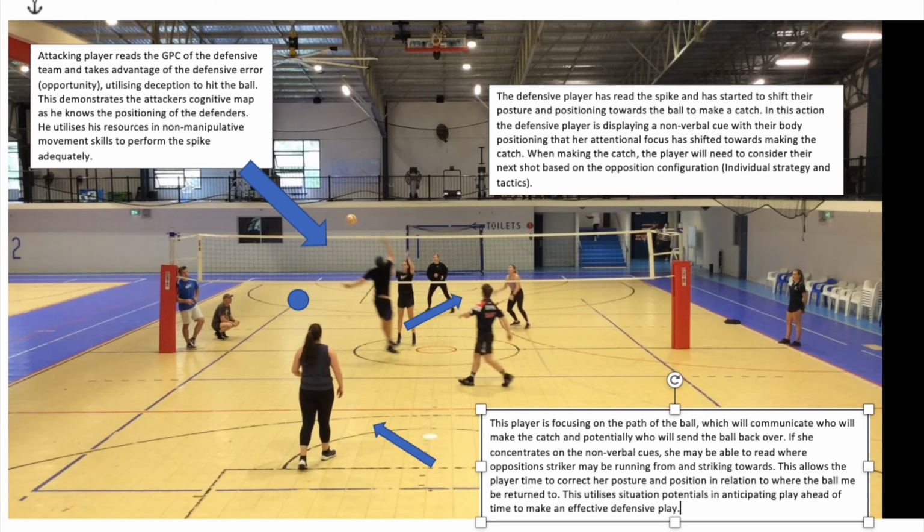Moving on to our next screenshot, we can extensively see the connection between the components of the grammar of games. The attacking player performing the spike has read the gameplay configuration of the other team, who have positioned themselves on the right-hand side of the screen. The attacker takes advantage of this defensive error and makes a shot that utilises deception, disabling the defence to catch and return. We can see that his body positioning is aligned to the right, however he makes a shot to the left-hand side of court, away from the opposing players.